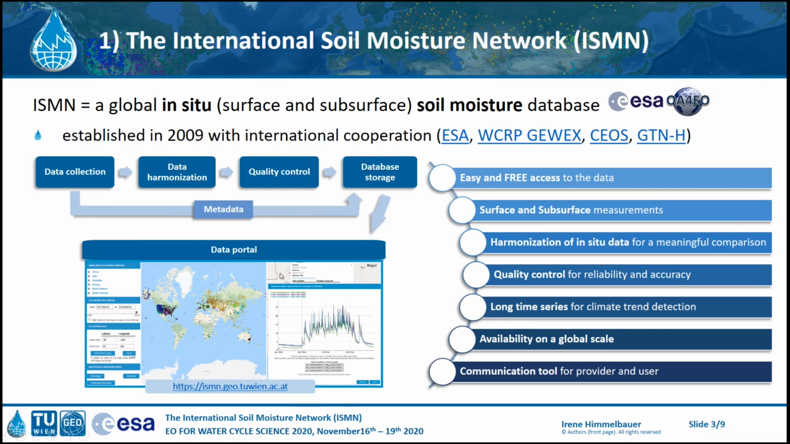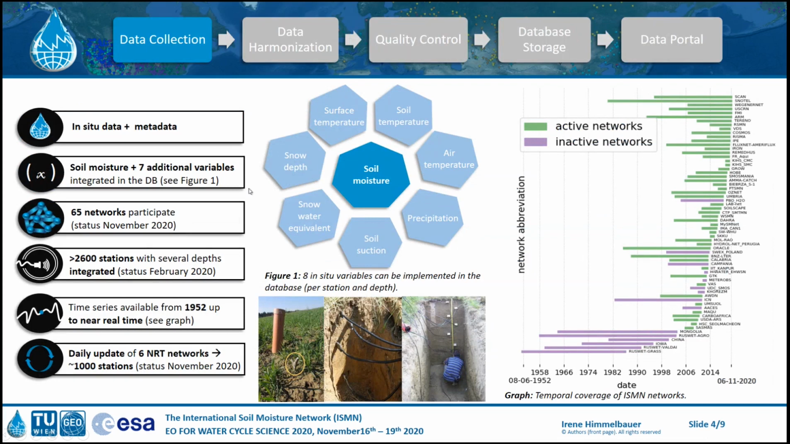As I already mentioned, in situ data is collected, plus of course the metadata, and we always have soil moisture data available for each individual station. Plus 7 additional variables can also be stored dependent on the provider. At the current time, we have 65 networks participating with more than 2,600 stations. And we have time series available from 1952 up to near real time. And with near real time is meant that we have at current moment 6 near real time networks updated on a daily basis with around 1,000 stations.